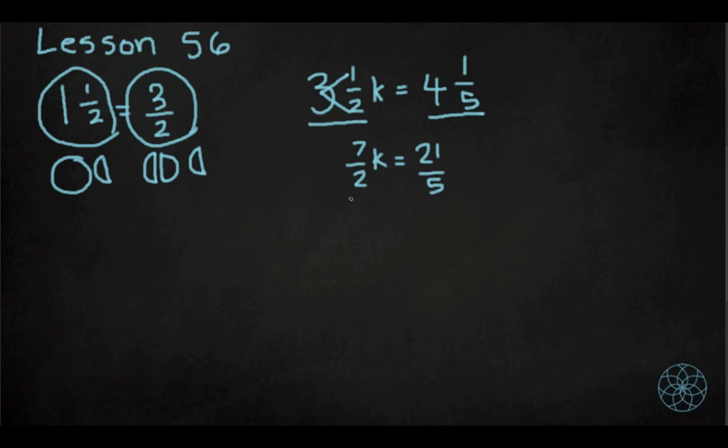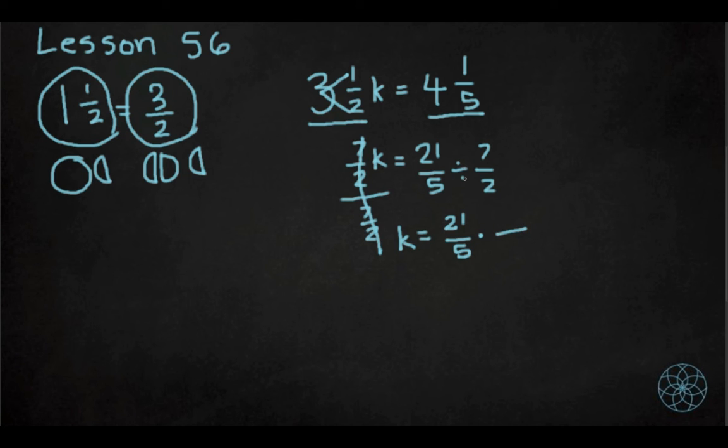Okay, so now see, we can easily get rid of the 7 over 2 on the left-hand side by dividing the left side by 7 over 2. And we also can divide the right side, I'm going to write it in this format, by 7 over 2. So 7 halves divided by 7 halves cancels out, and we get k equals 21 over 5 divided by 7 over 2.